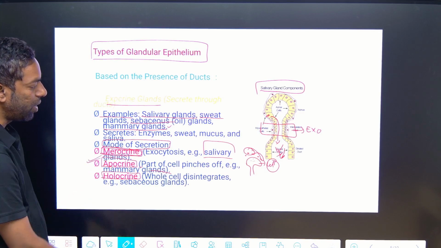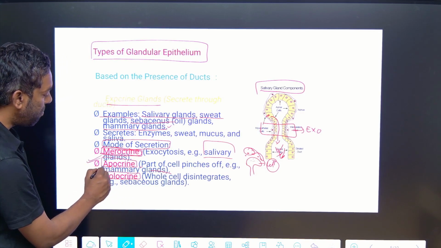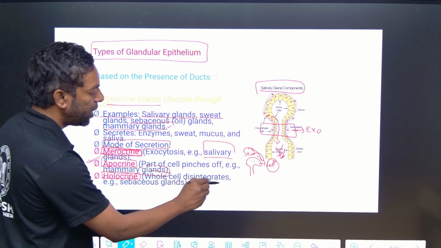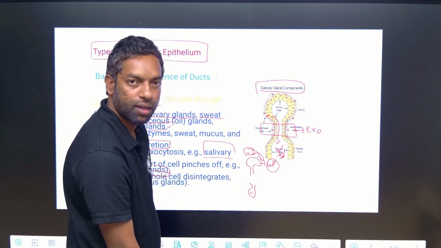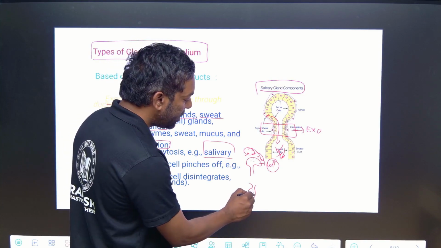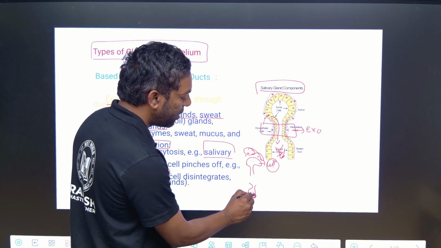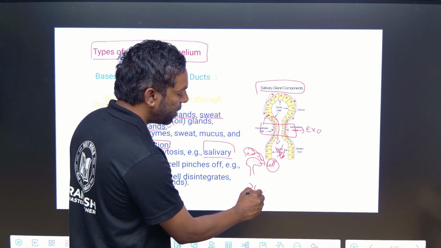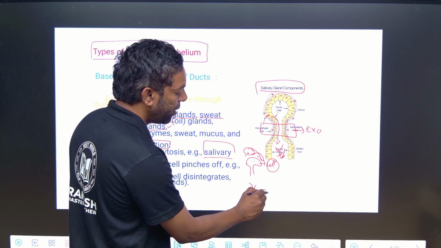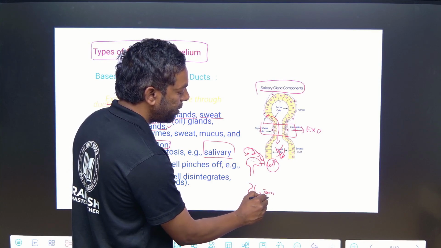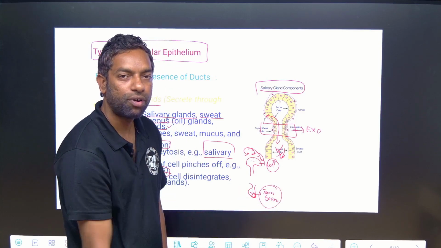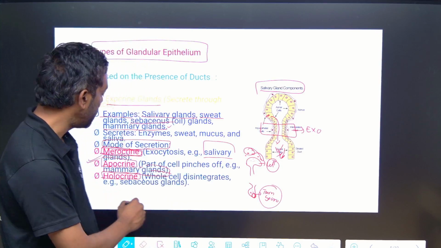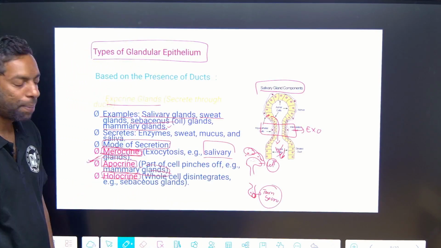Apocrine, example mammary glands. Mammary glands produce milk. Some part of the cell turns into the secretion. This is about mammary glands. Mammary glands are an example of apocrine.